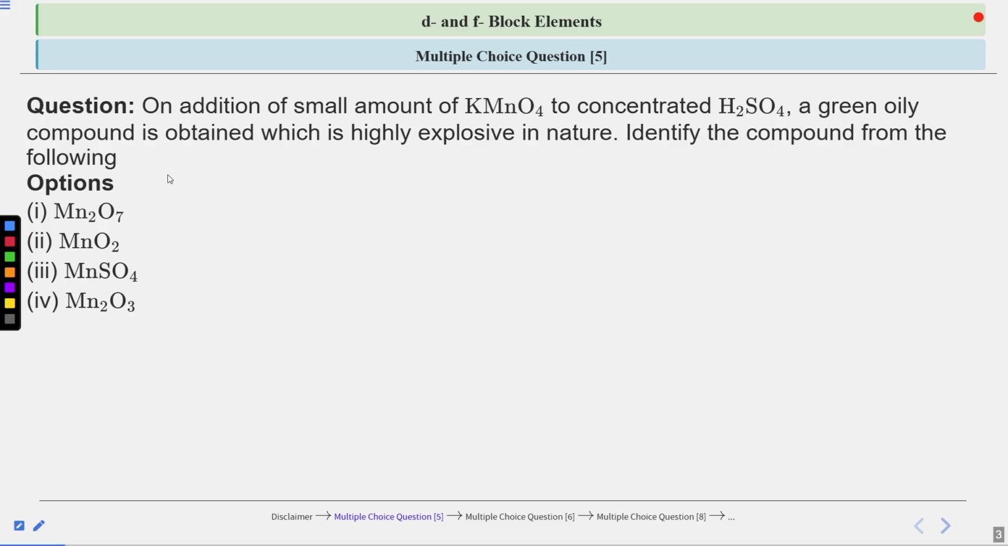Identify the compound from the following. So you have to identify that green colored compound that you are obtaining from the given options. The options are Mn2O7, MnO2, MnSO4, or Mn2O3. So you have to tell which is the correct compound that you are getting, which is highly explosive in nature, in the reaction of KMnO4 with concentrated sulfuric acid.